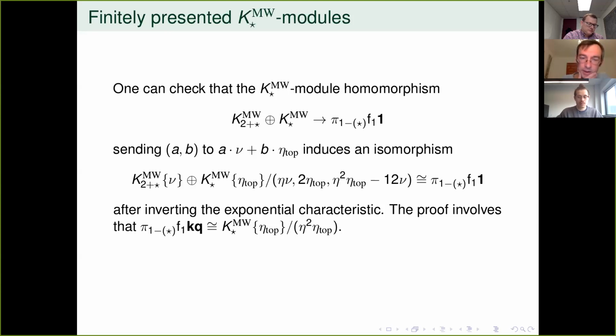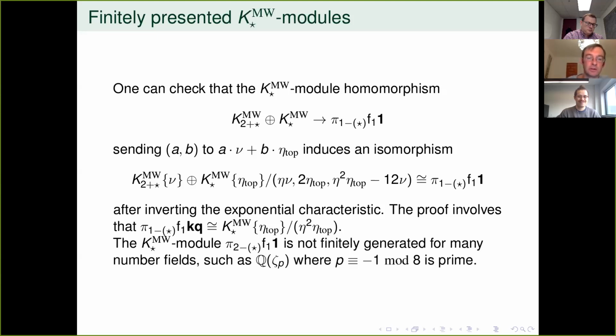The presentation for pi 1 of the first effective cover of little kq is even simpler. There's just one generator eta top and just one relation. And in case you're wondering whether passing to the first effective cover will always give you finitely presented Milnor-Witt K-theory modules, I can disappoint you, because already for pi 2 of the first effective cover of the sphere is usually not even finitely generated.